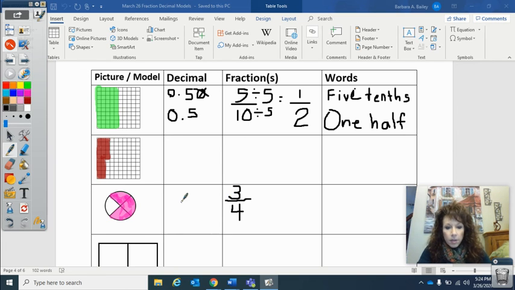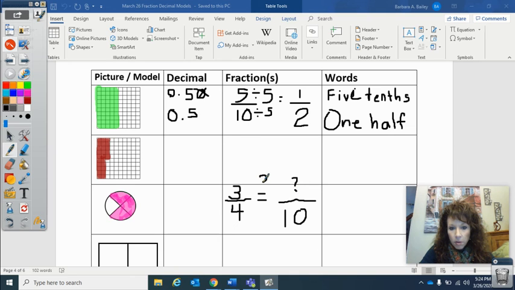Now, to change that to a decimal, though, there's no fourths decimal place. That's not going to work. So I need to change it to either tenths or 100ths. So let's start with tenths and see if that'll work. Can I change 3/4 into an equivalent fraction, some number over 10? I don't know. So I'll put a question mark if I can do it.